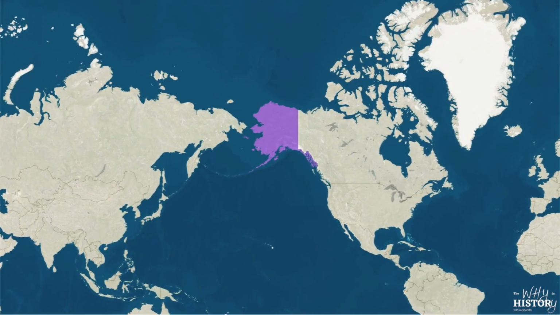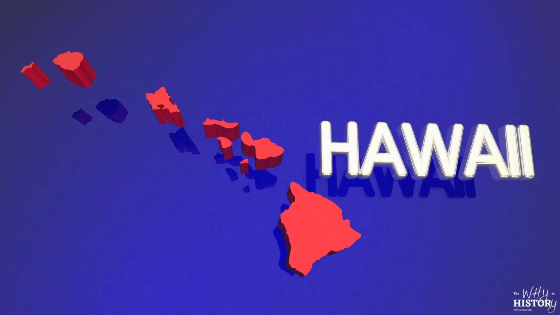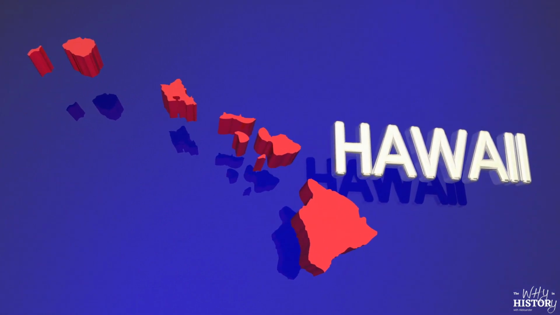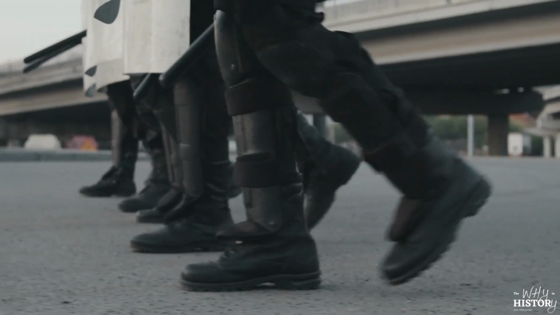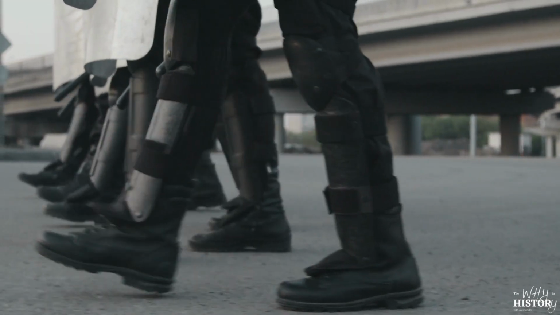First came the purchase of Alaska, and then the overthrow of the Hawaiian Kingdom in 1893. Of course, it was only natural that the US started thinking about Cuba next. So when Cuba once again started revolting against Spain in 1895, many Americans felt that the time was right for an intervention.